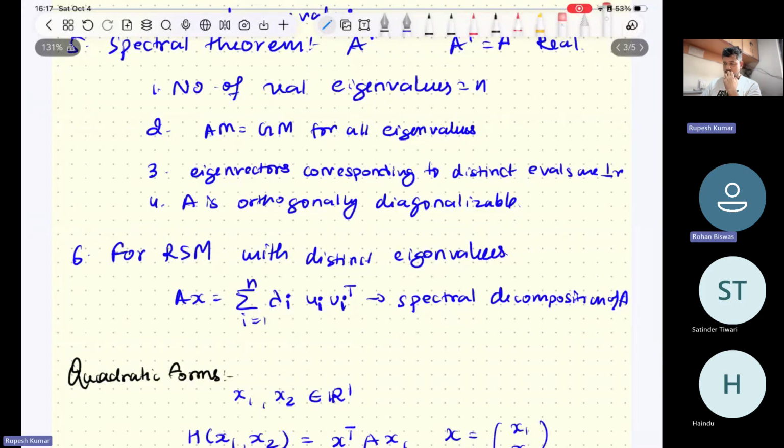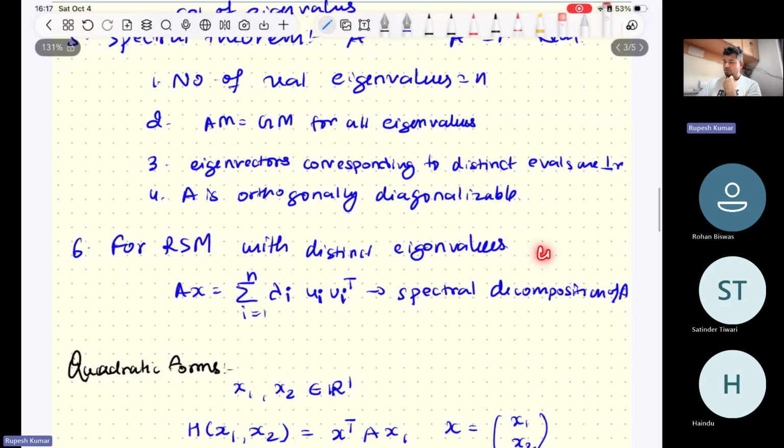Is this UI and UI transpose or UI into VI transpose? UI into UI transpose. They are orthogonal, so UI into UI transpose. And you are assuming here that UI is basically a unit vector, right? Otherwise, you will require the UI transpose.